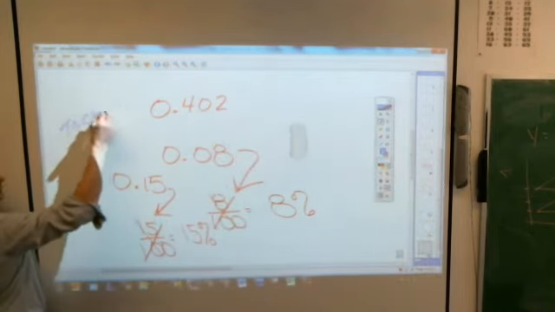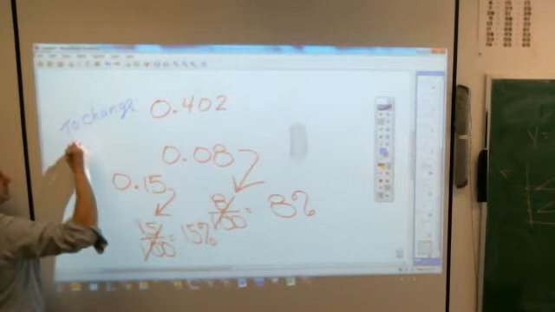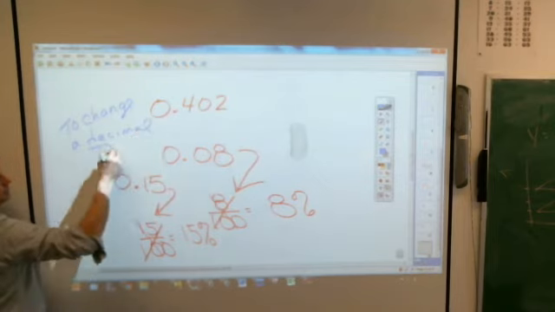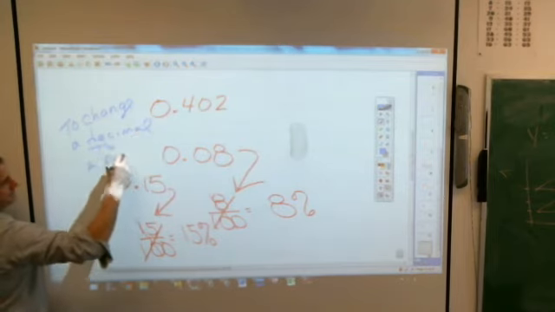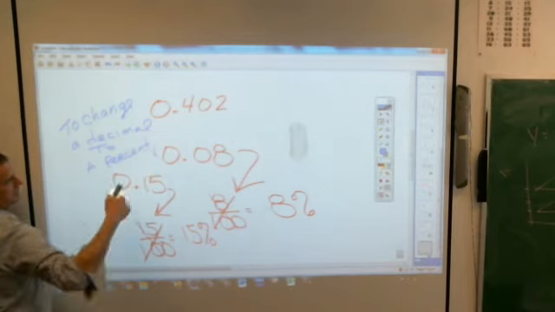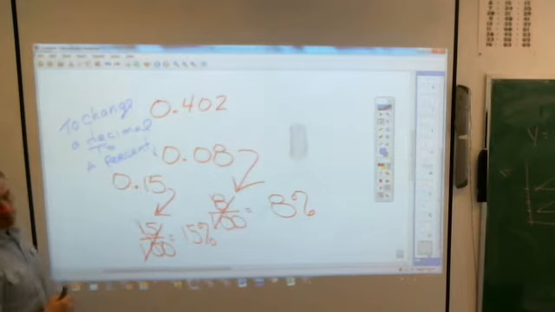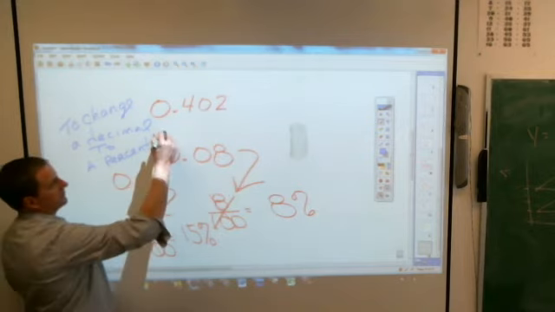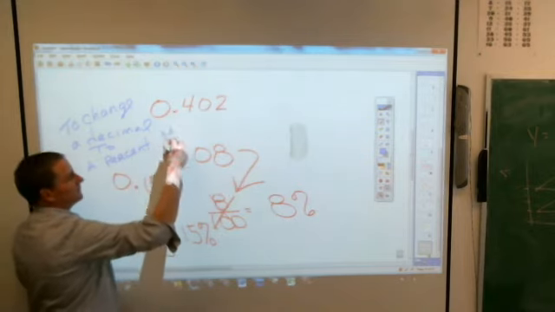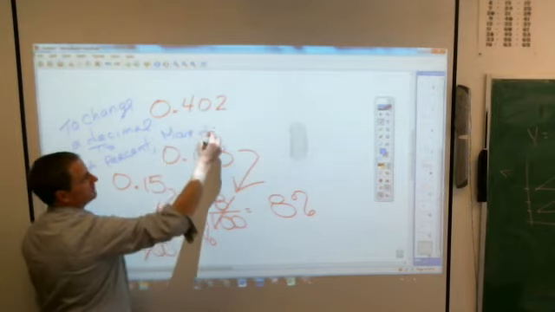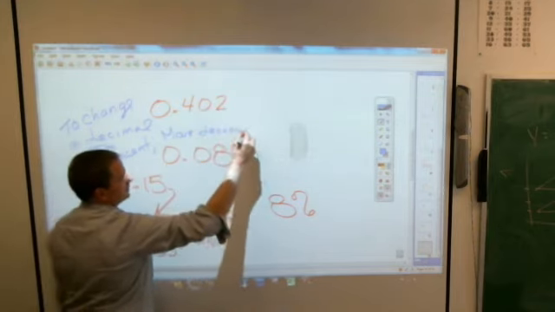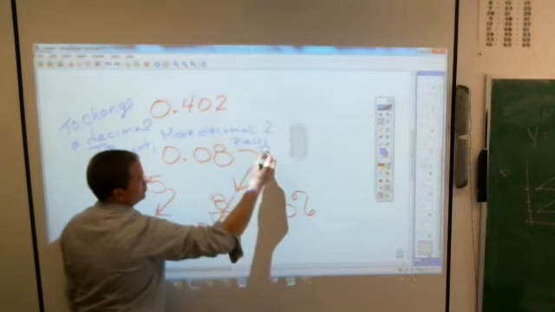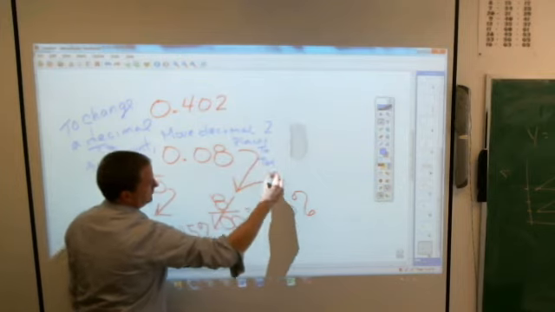To change a decimal to a percent, comma, can we finish it? Zach, what do you think I'm going to say? Whatever Sean says. That would be true, but that's not what I was going to say. Move the decimal two places to the right.